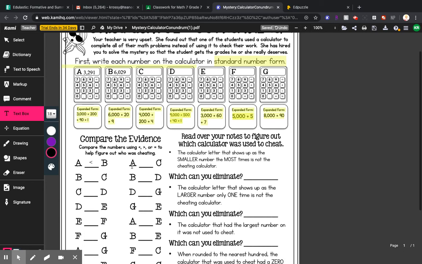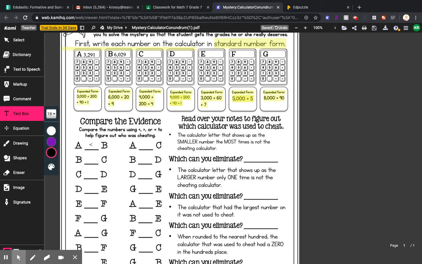Okay? And over here on the directions, it says read over your notes to figure out which calculator was used to cheat. So here are your clues. This one says the calculator letter that shows up as the smaller number the most times is not the cheating calculator. So if you look at these two calculators, A and calculator B, you can see that calculator A is smaller or less than calculator B. So if this happens a lot and calculator A has the least out of all of them, then you're going to come up here to see which one is smaller the most times. Okay, so if it's A that's smaller 10 times and B that's smaller only 6 times, well, calculator A is going to go here as which one you can eliminate.